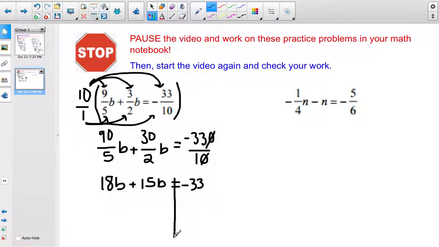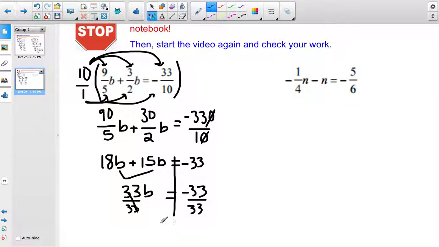Now we can solve this equation. We have two like terms, so we'll add them up and we'll get 33b equals negative 33. We divide each side by 33. And our final answer is b equals negative 33 divided by 33 is negative 1. Let's try the next one.